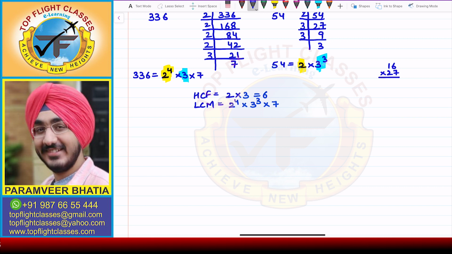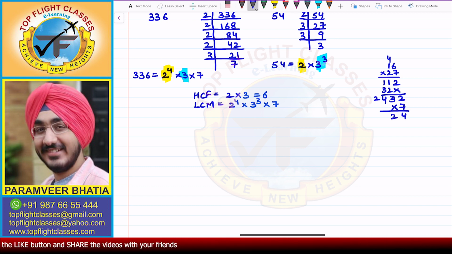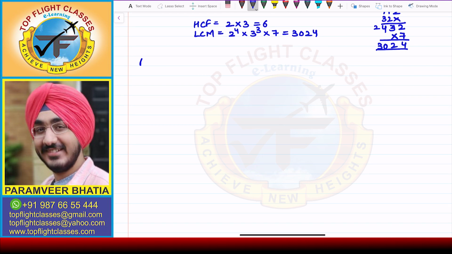So 7 6s are 42, 4 and 7 ones are 7 and 4 is 11. Then next this is 32, and then next we have from here 2 3 and 4. So 432 multiplied by 7. 7 twos are 14, 1. 7 threes are 21 and 1 is 22, and 7 fours are 28 and 2 is 30. So 3024.